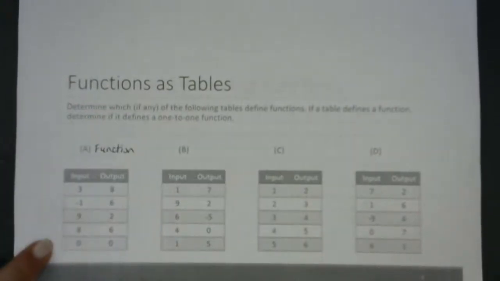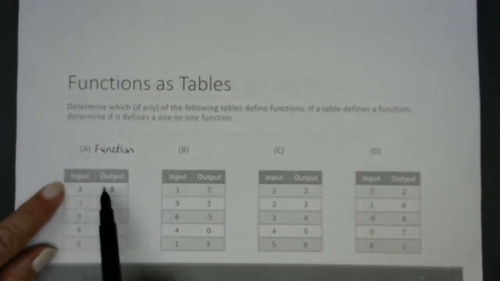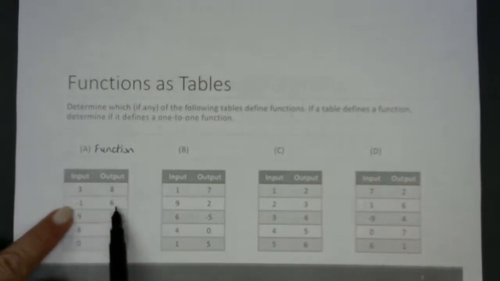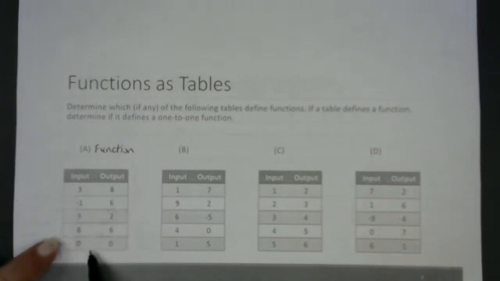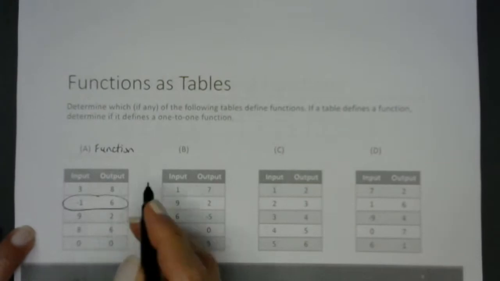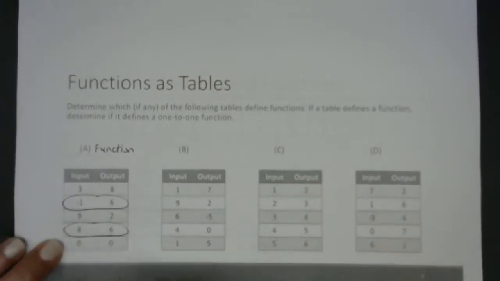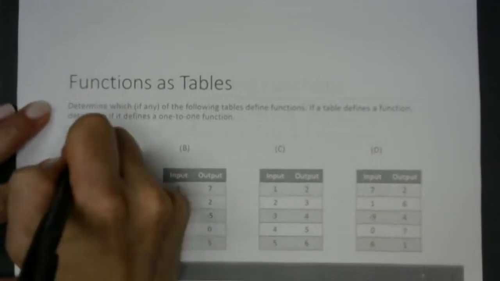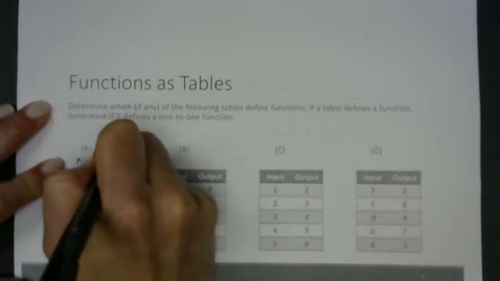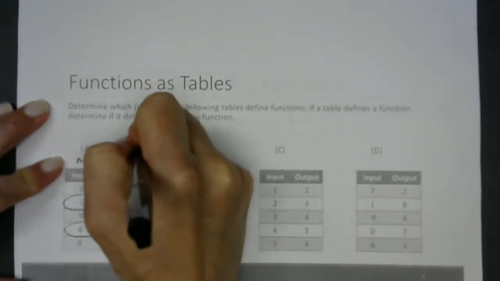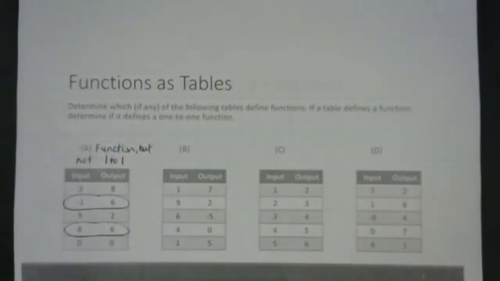Is this a one-to-one function? In other words, does each input correspond with only one output, and does each output come from only one input? Is there a one-to-one relationship? Well, 3 goes with 8, -1 with 6, 9 with 2, 8 with 6. There's a little bit of a problem here. When I input -1 into the function, I get 6 out. When I input -8 into the function, I also get 6 out. So even though it absolutely is a function, it is not one-to-one. So I might say function, but not one-to-one.